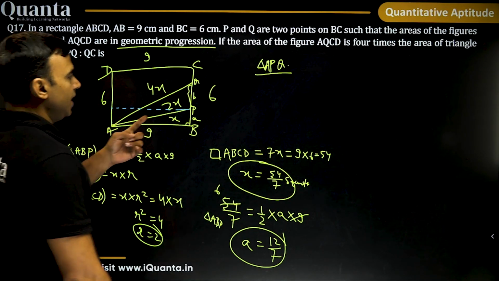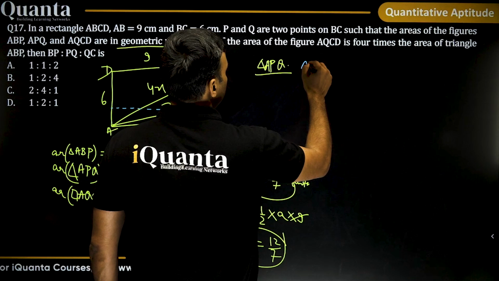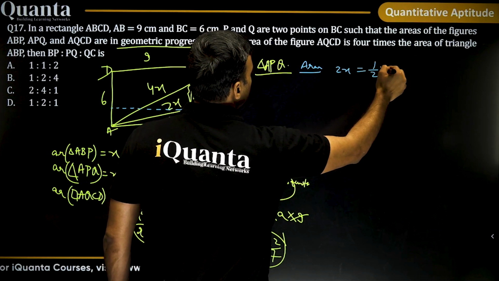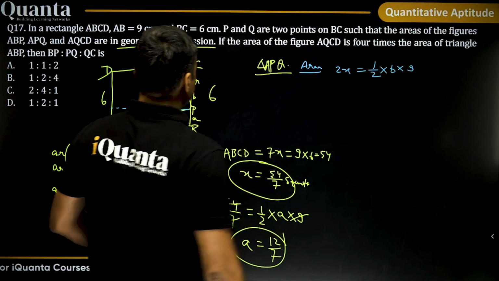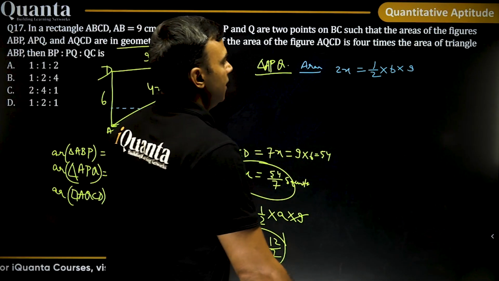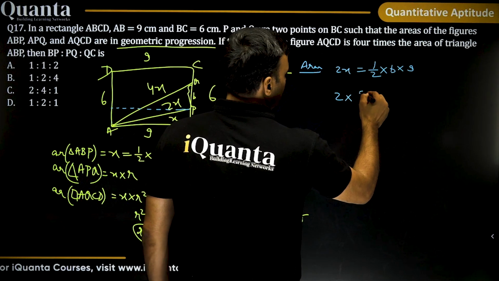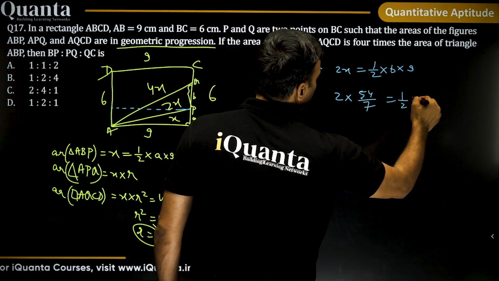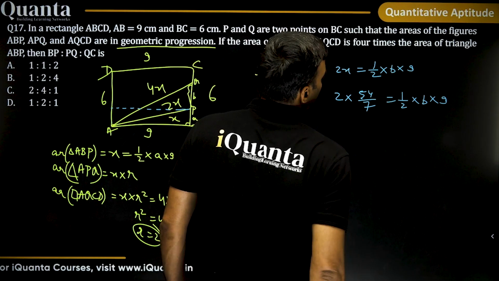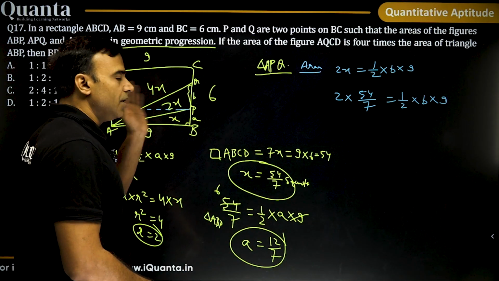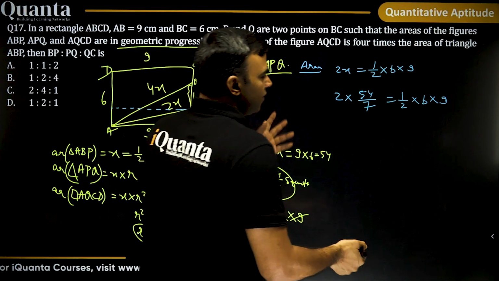So, for the triangle APQ, the area, which is 2x, should be equal to half, base is B, into the height, which is 9. Any line like this will be equal to this length. Now, 2 into x is 54 by 7, which is equal to half into B into 9. Oh, so we could have directly taken that. If the area is doubled, the base will also be doubled because the height is exactly the same. So nothing to worry. If you have done it, it's okay.